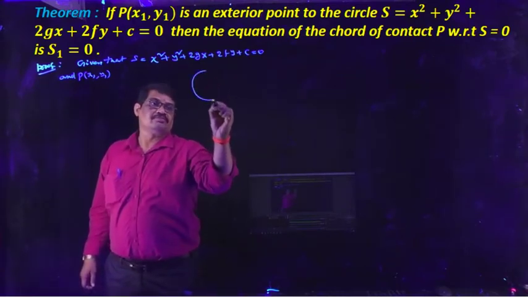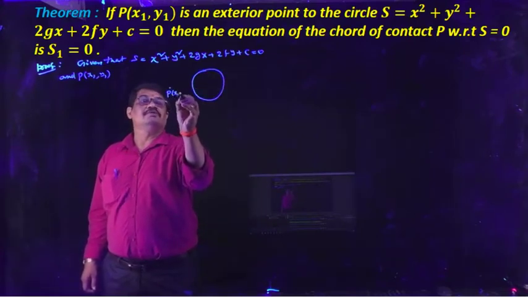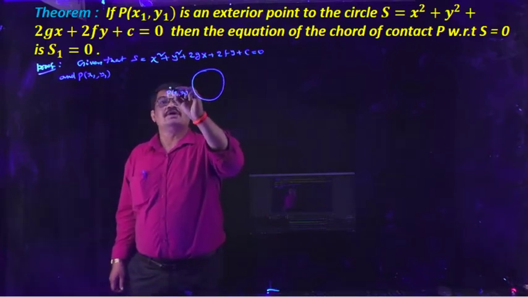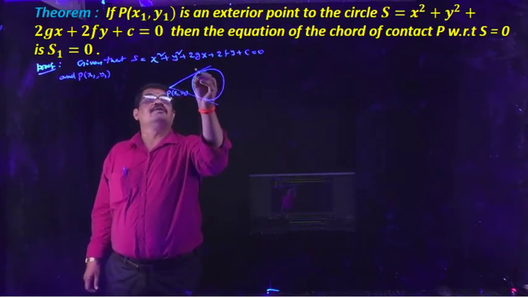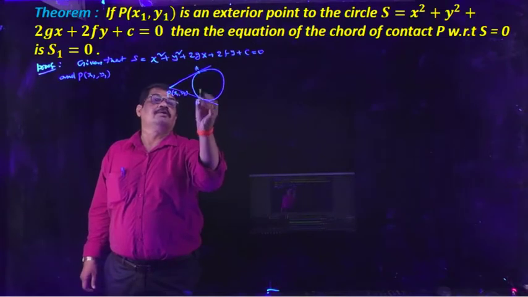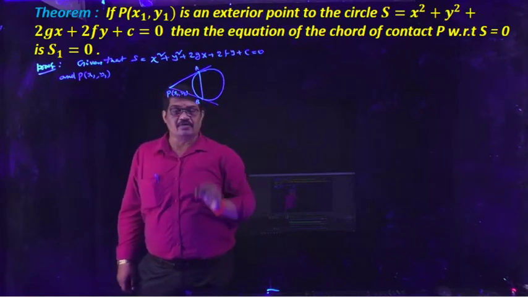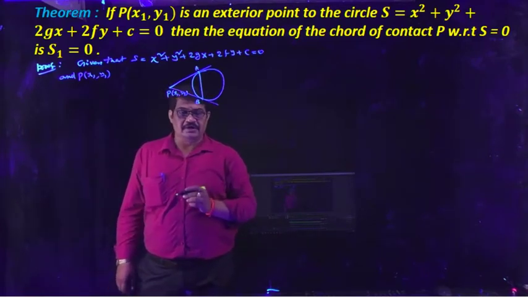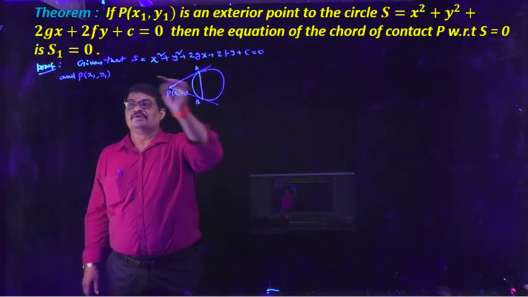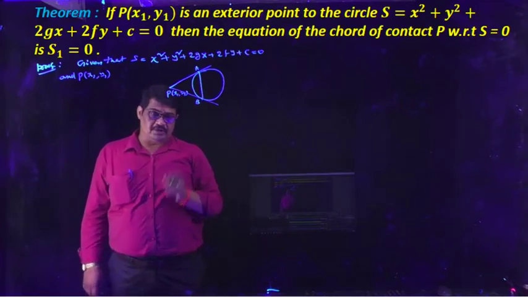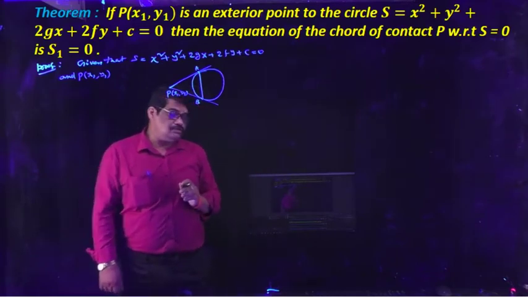This is the circle. Now this is the given point x1, y1. Draw the tangents from P to the circle. They meet at capital A and capital B. Now the line joining AB is the chord of contact of P with respect to the circle. That is the definition. Now we have to find the chord of contact equation AB, which is S1 is equal to 0. Now we are proving that the chord equation AB is S1 is equal to 0.